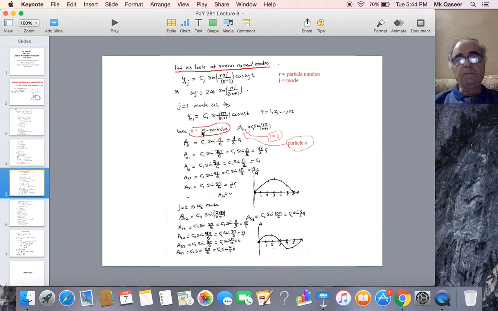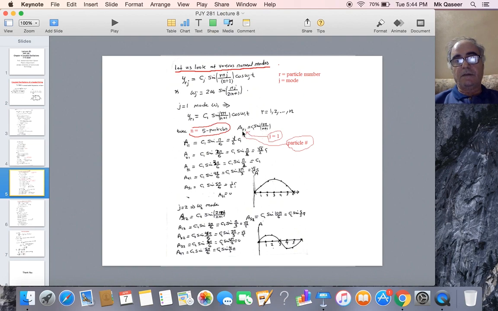Now let's take n to be 5 particles. That is, the string consists of 5 particles. In this case, a sub r1 is C1 sine of r pi over n plus 1, where r is the number of the particle and n plus 1 is 5 plus 1, which is 6.